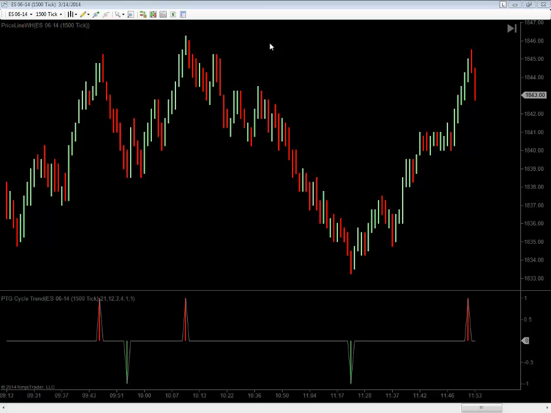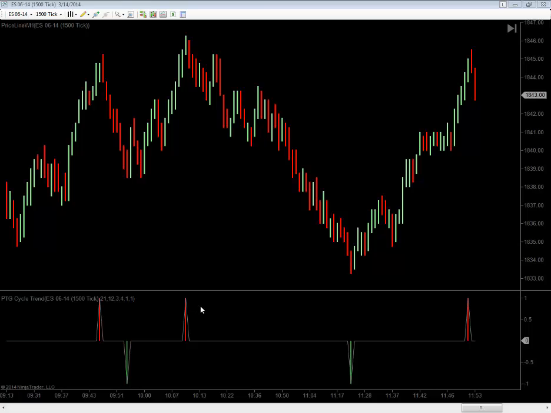Okay, so we're looking at a 1500 tick intraday chart of the S&P E-mini future, and we have displayed at the bottom panel the cycle trend. Sell signals are generated with a red chevron and buy signals with a green chevron. And these identify key turning points, major cycle turning points. They don't identify every pivot point. This is not a pivot point indicator.